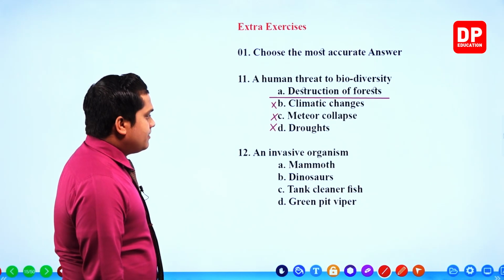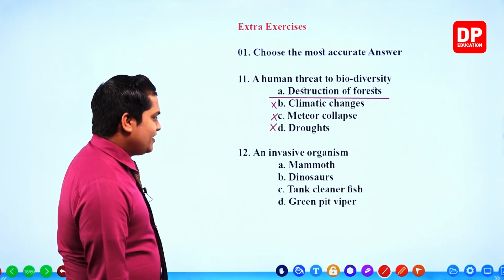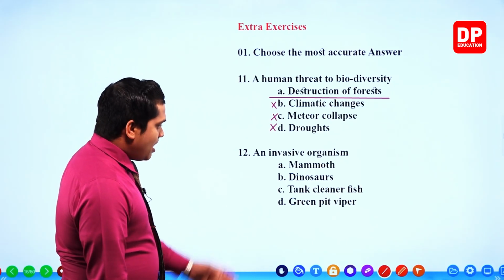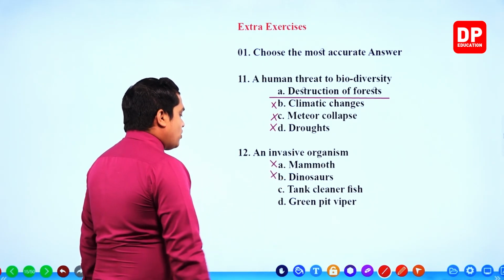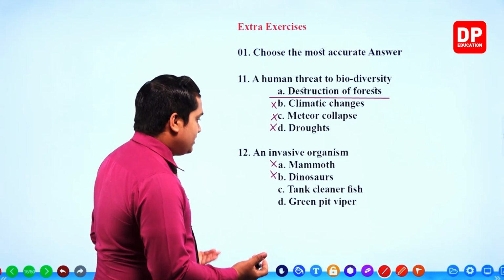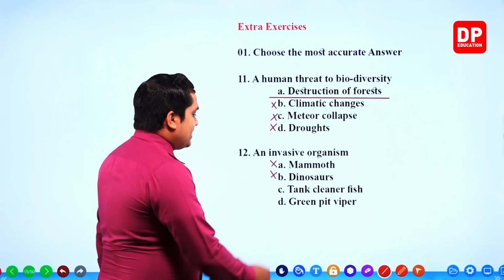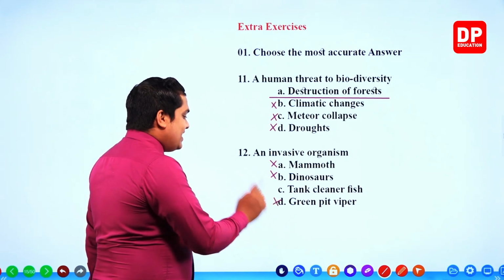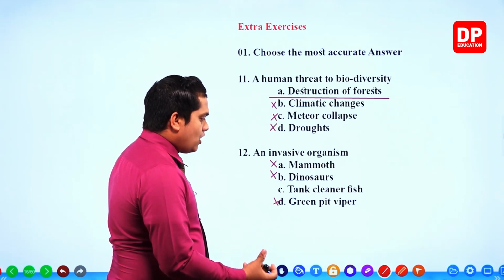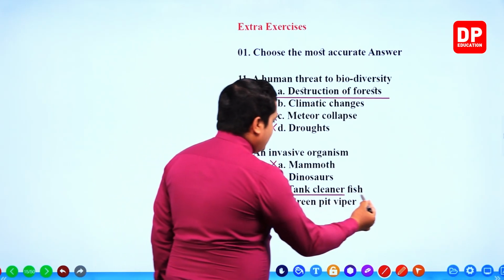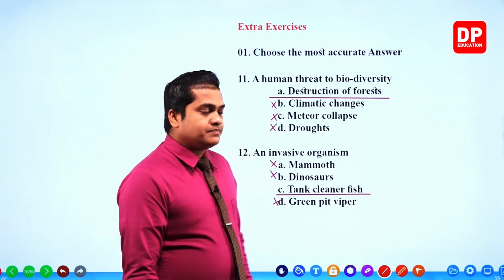Mammoth, dinosaur, tank cleaner fish, green pit viper. Mammoth and dinosaurs have both gone extinct. Those organisms are not even on the earth at this moment. Then green pit viper, once again incorrect my dear children, because this is an endemic organism. These organisms are very low in count. So our answer would be tank cleaner fish. This is an invasive organism.